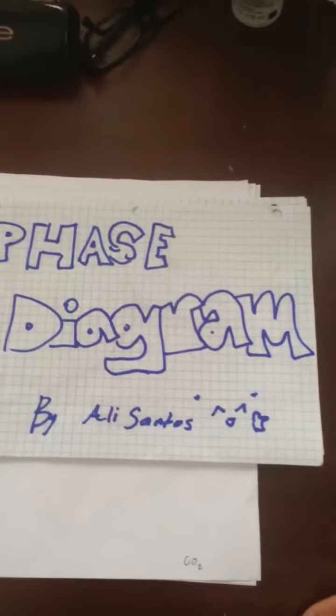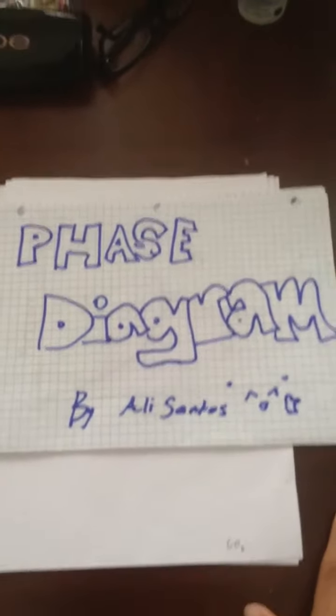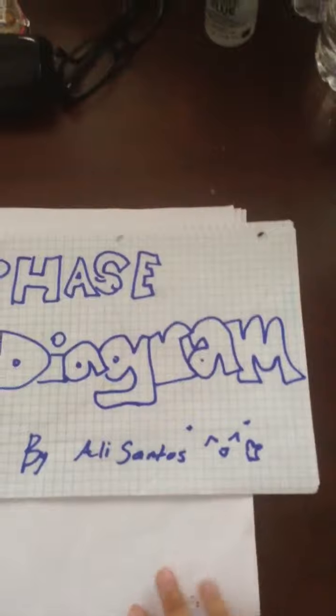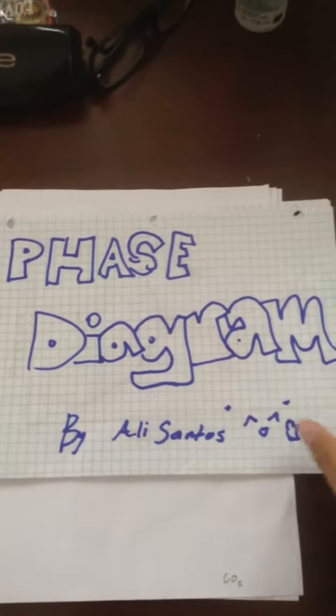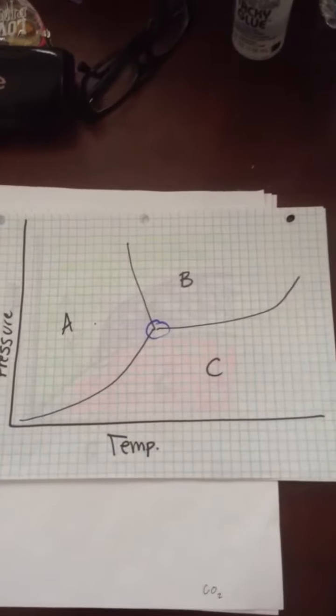What I'm going to be teaching you is a phase diagram. Well, a phase diagram in the first place is what helps you to determine what state of matter a compound is in, like solid, liquid, and gas. Okay, so here's a rough sketch of a phase diagram.